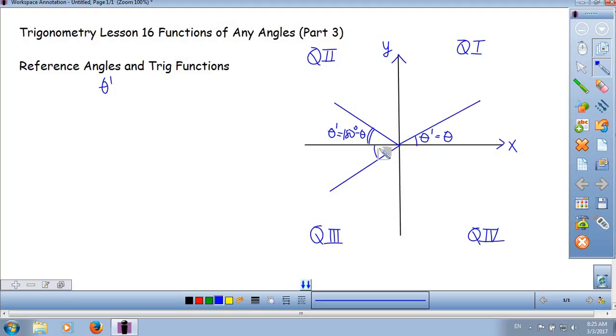Now again, the reference angle is an acute angle formed between the closest x-axis and the terminal side. So in the third quadrant it's going to be theta minus 180 degrees, or theta minus pi. So theta prime is going to be like that. And lastly in quadrant 4, this is the angle. Theta prime is going to be 360 degrees minus theta.